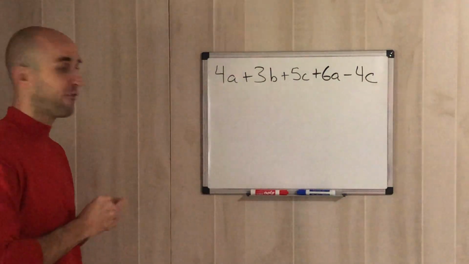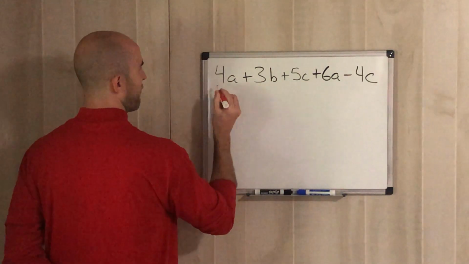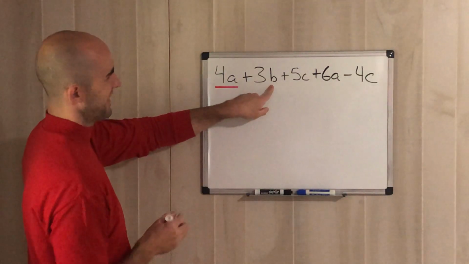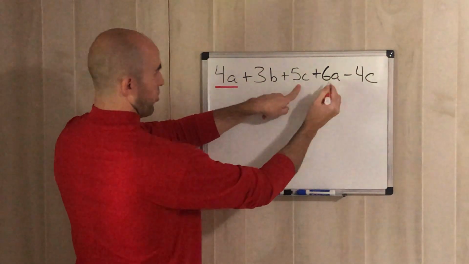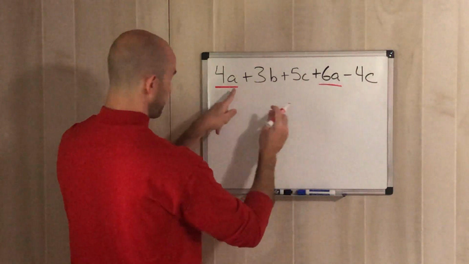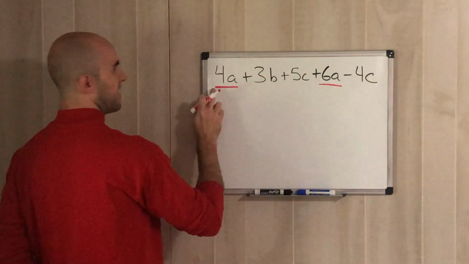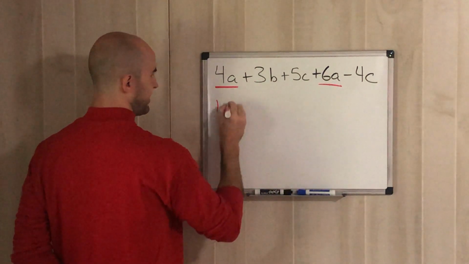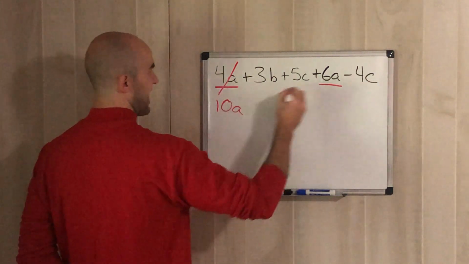But again, let's look for what we can combine first, right? So right here, we have a 4a. Can't combine it with this, because that's a b. Can't combine it with this, because it's a c. We can't combine it with this, because again, a and a. Can't combine this because it's c. So now let's combine those. We have 4 plus 6 gives us 10a, right? And all we did was just combine the a's.